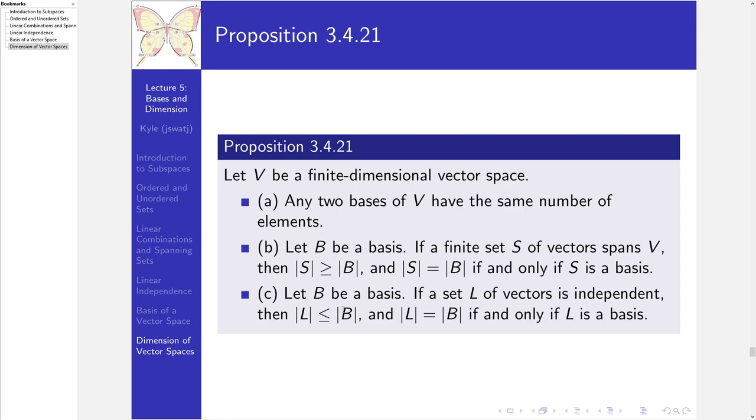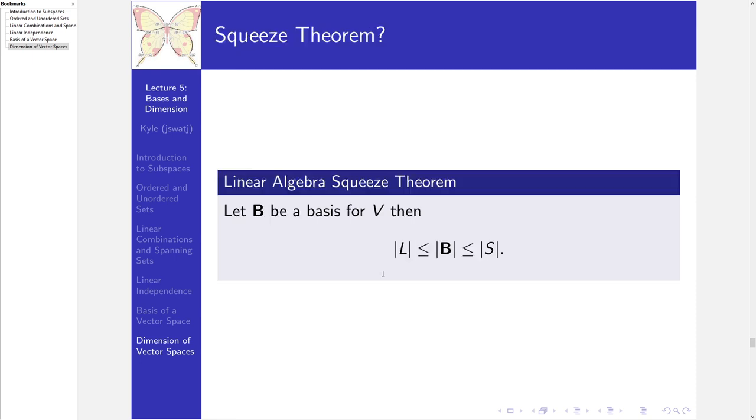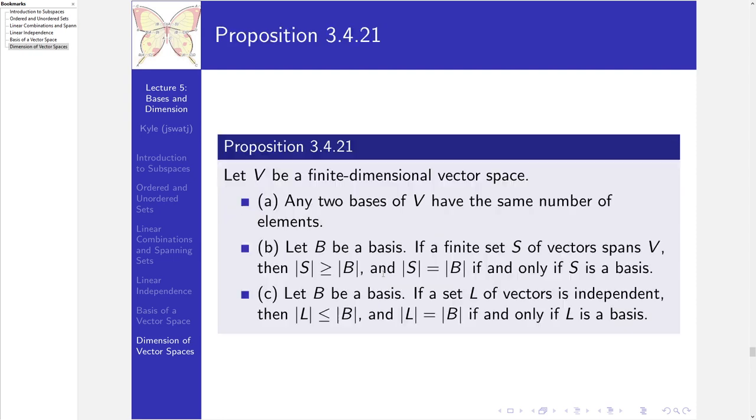Yes, and then the other two parts are kind of similar. Let B be a basis. If we have a finite set S of vectors that spans V, then the size of the spanning set S is greater than or equal to the basis, which is like what I talked about here with the squeeze theorem. And these two sets would have the same number only if S is a basis. Basically, we've removed some, and now we're at a basis. And the same thing can be said here. If we have an independent set, then its size is less than or equal to B. If we add more vectors, we'll get exactly the basis. So yeah, this is basically what this is saying right here.